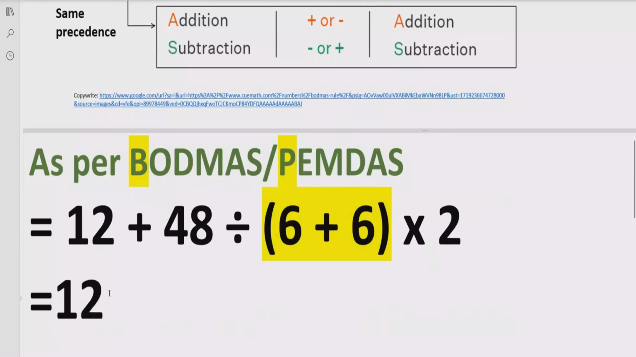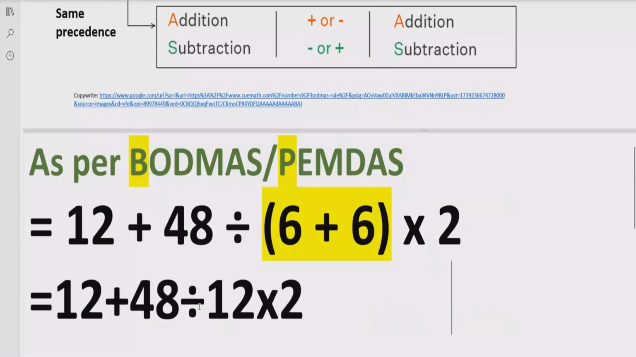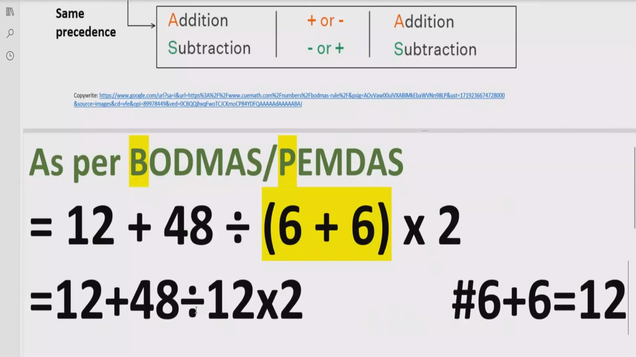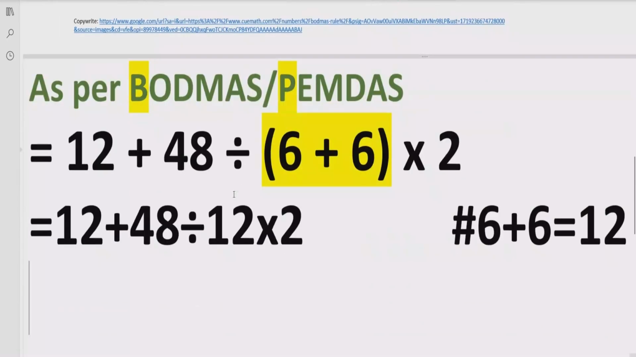So we will write 12 plus 48 divided by 12, 6 plus 6 equals 12, multiplied by 2. Here we will write as it is, and here 6 plus 6 equals 12. Now, move forward. Step number 2 is you have to solve exponents and orders. So what we have to do is find any number which has a power. But in our expression, we do not have any number which has a power. So we will skip this one.